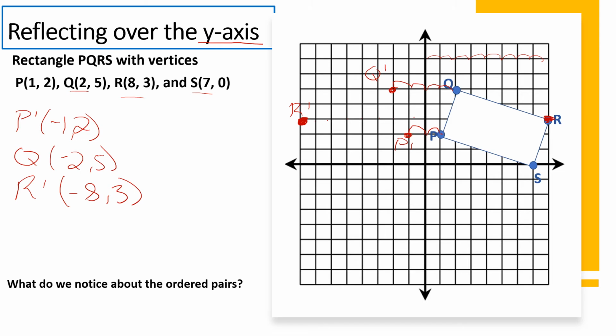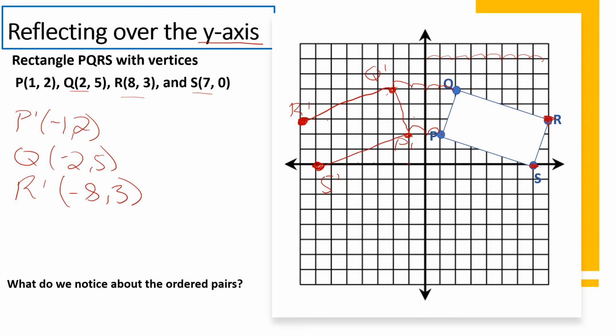Last one, I have S. So if R is 8 units away, S will have to be 7 units away. So I'm going to count 1, 2, 3, 4, 5, 6, 7. Right here, that would be my S prime. And again, attempt to draw straight lines.